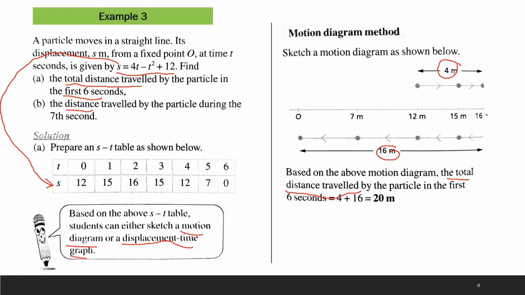Okay. So, everything you have over here, 7, 12, 15, 16 ni semuanya adalah yang displacement untuk yang time ni. You just plot dia dekat dalam. So, the answer is 16. Also, 4 plus 16, which is 20 meter. That is total.